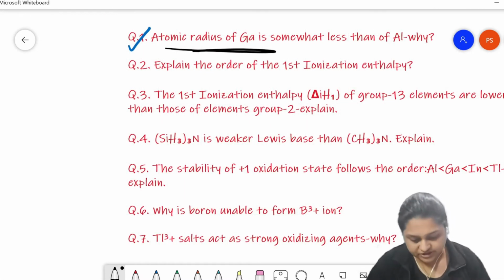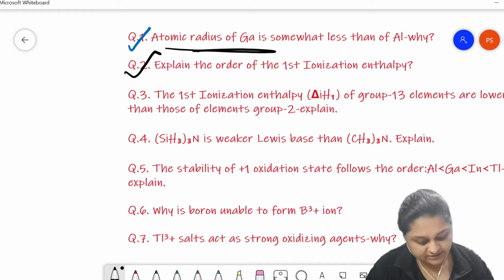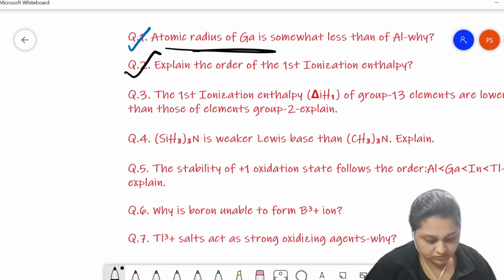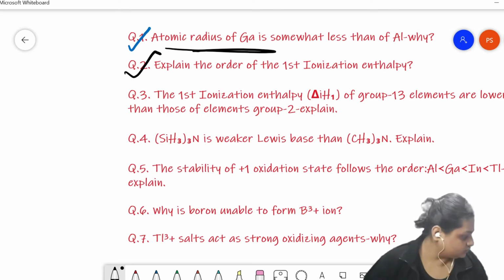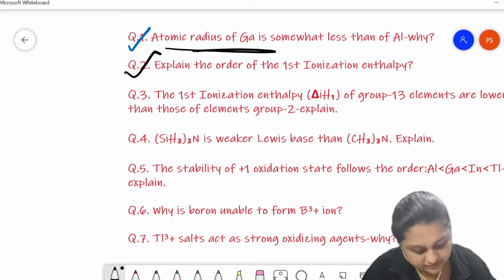The second question is saying, explain the order of the first ionization enthalpy of group 14.